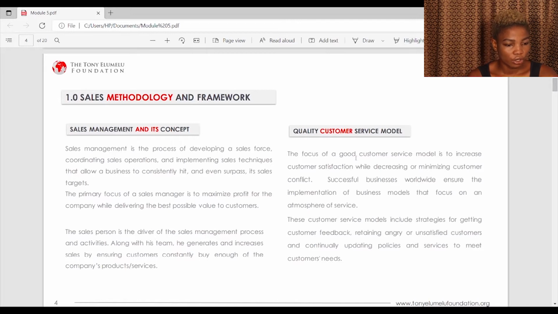The primary focus of a sales manager is to maximize profit for the company while delivering the best possible value to the customer. Because you want to maximize profit does not mean that you should go and sell something that is fake or of low quality. You can have a concept of how to minimize your cost while maximizing your profit.